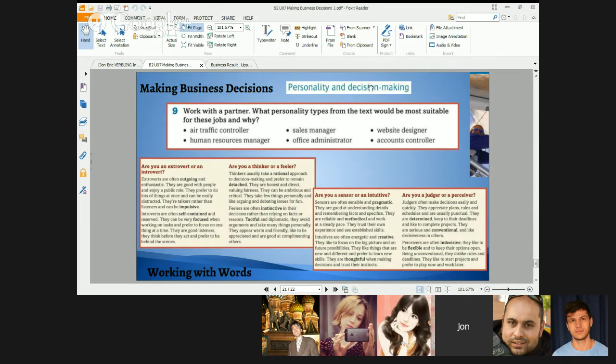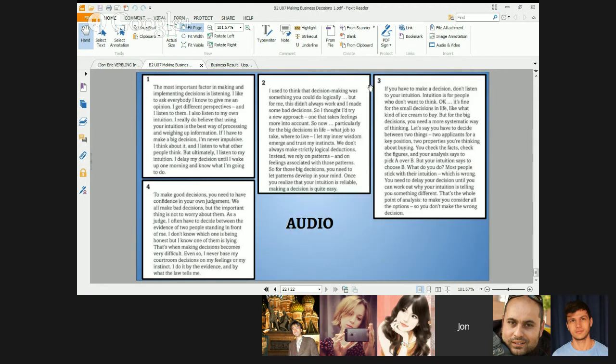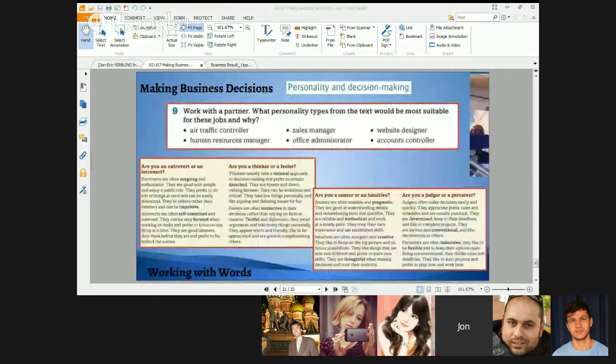Look at number 9 here. Last activity. This is our big speaking activity, I think. Let me just make sure. Hold on. Is it 9 or 10? Yeah, this is it. Okay. So it asks us to work with a partner. Well, we're going to be each other's partners.